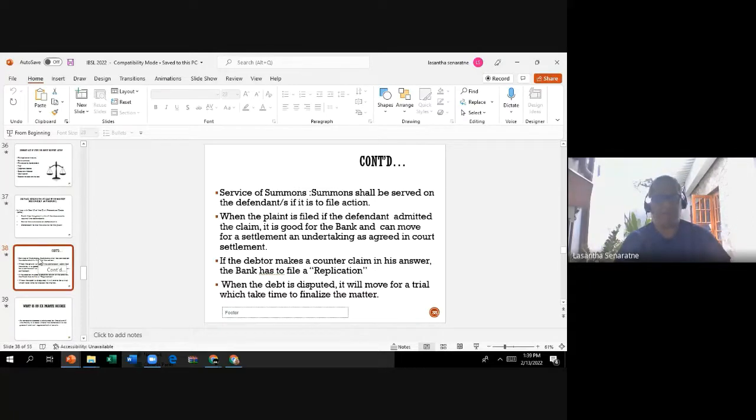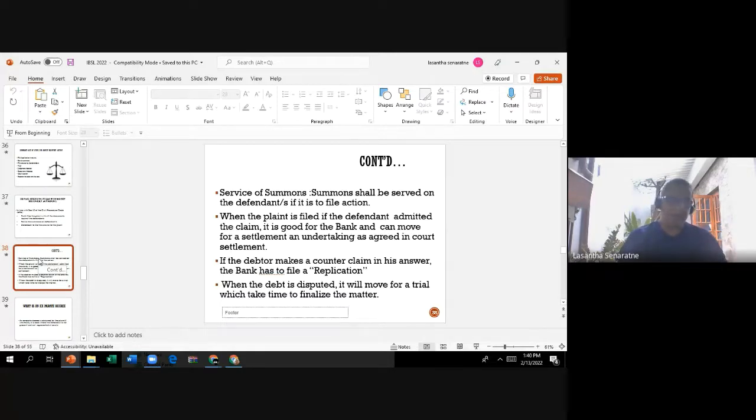Summons shall be served on the defendant if it is a file action. When the plaint is filed, if the defendant admitted the claim, it is good for the bank and can move for settlement and undertake it as agreed in court settlement. So if the defendant is agreeable on our claim, then there is no matter actually. Right? Then you can enter settlement and proceed.